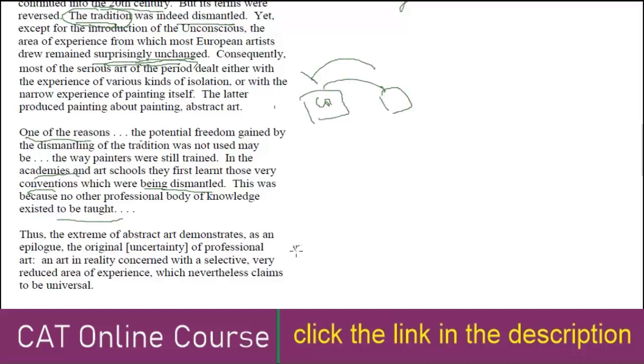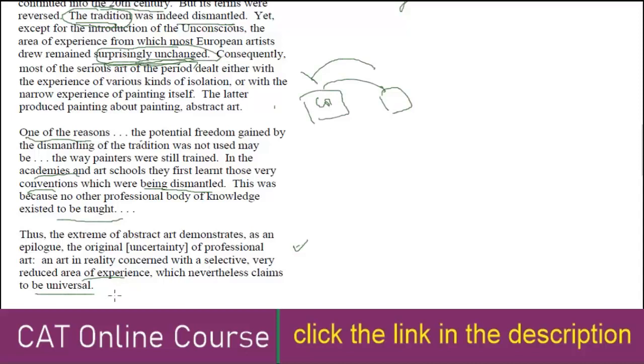And then towards the end, you have the conclusion. It says, thus the extreme of abstract art demonstrates, as an epilogue, the original uncertainty of professional art, an art in reality concerned with a selective, very reduced area of experience, which nevertheless claims to be universal. So what is exactly happening? Even though you are dismantling the conventions, effectively, because you are getting trained in the same conventions, eventually you are keeping things surprisingly unchanged, the author says. And that's the reason why an art in reality concerned with a very selective, reduced area of experience nevertheless claims to be universal.